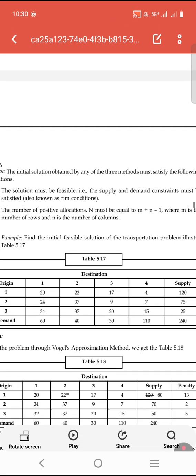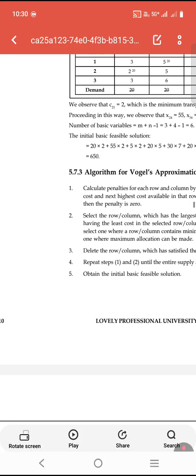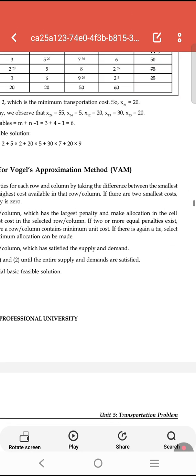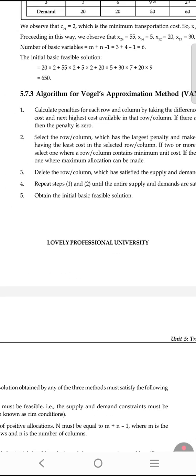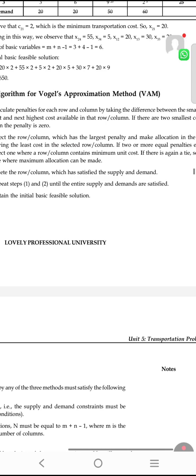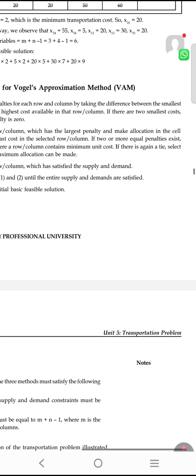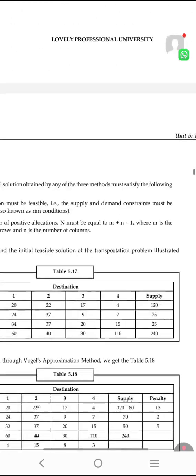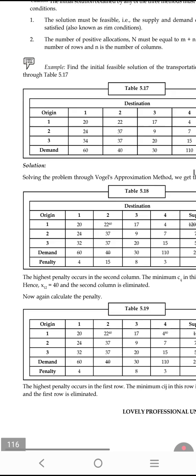The first step of the VAM method is to calculate the penalty of each row and column by taking the difference between the smallest cost and the next smallest cost available in the row or column. And if there are two equal smallest costs, then the penalty is 0.